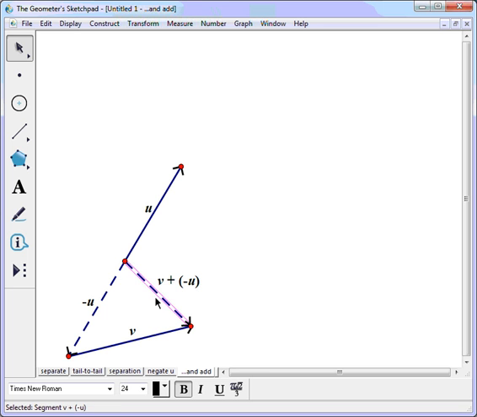It happens to put the result at the tail of u, and sometimes that's fine. That's appropriate. But there's a better way to do it in a lot of cases that has a bit of significance, and we're going to definitely use it in a later video.